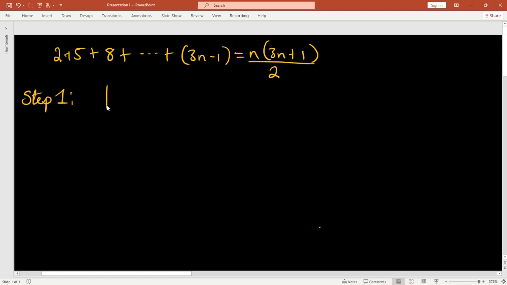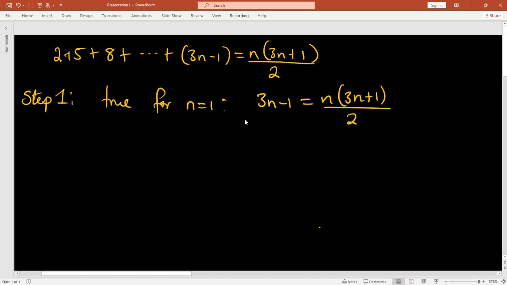is we need to show that the statement is true for n = 1. So what do we mean here? We're going to get this expression that we have here, which is 3n - 1, and we equate it to what we have on the right hand side here, which is n(3n + 1)/2. So now, where there's n here, we're going to substitute with a 1. So we're going to have 3 multiplied by 1 minus 1 is equal to 1 times (3 multiplied by 1 plus 1)/2.